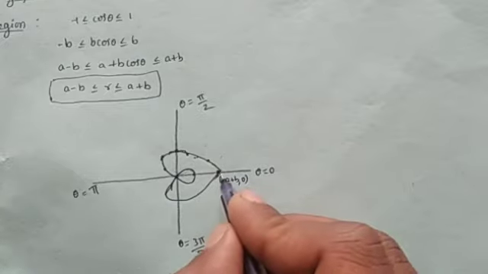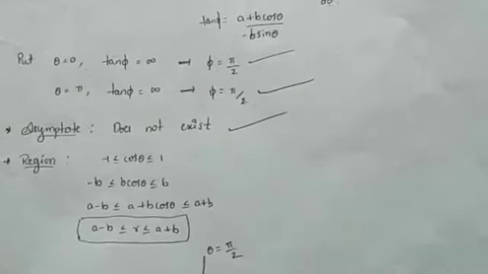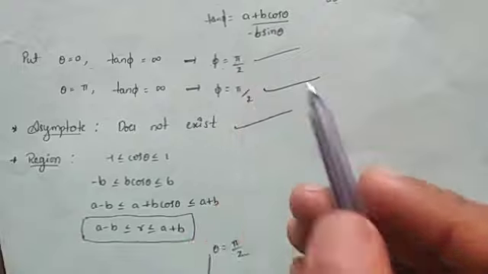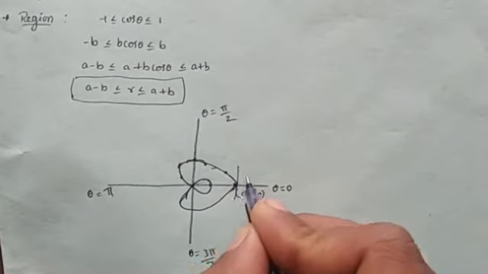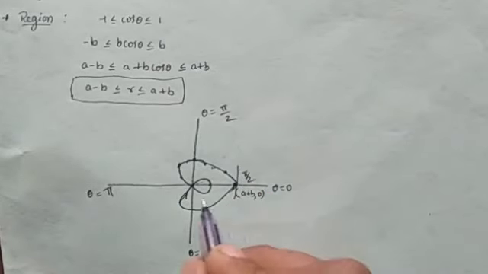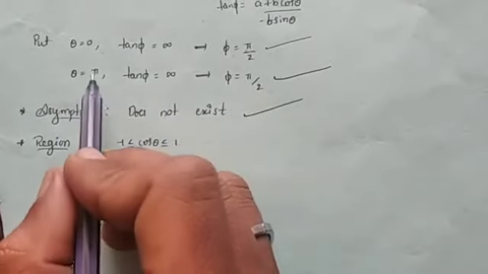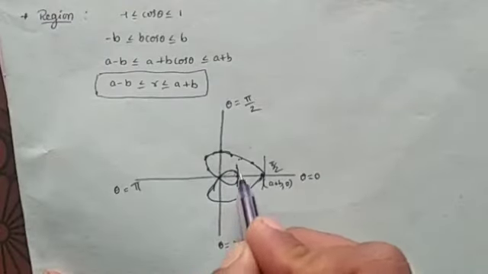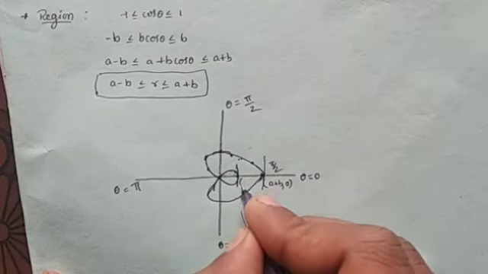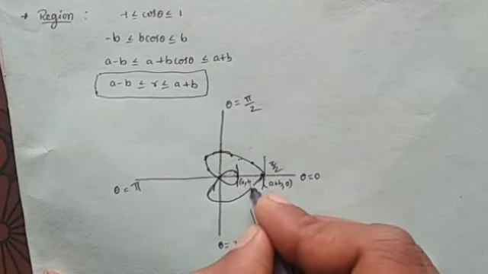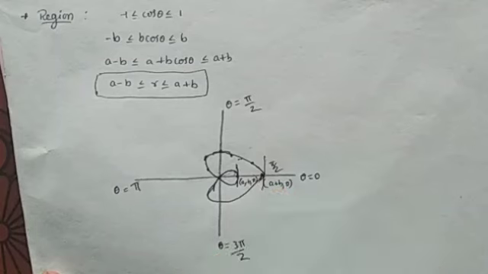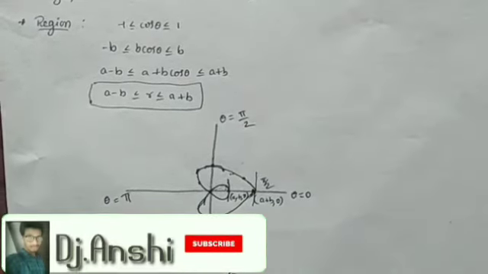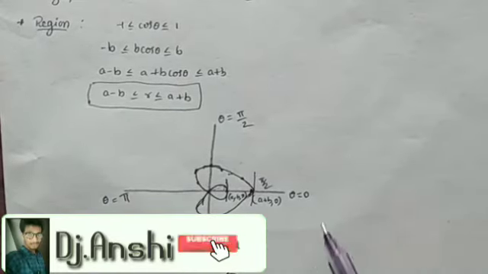In this case, when theta is equal to 0, phi is pi by 2, the angle is pi by 2. And also when theta is equal to pi, phi is pi by 2. This angle is pi by 2. This point is a minus b comma pi. That's about the curve tracing.